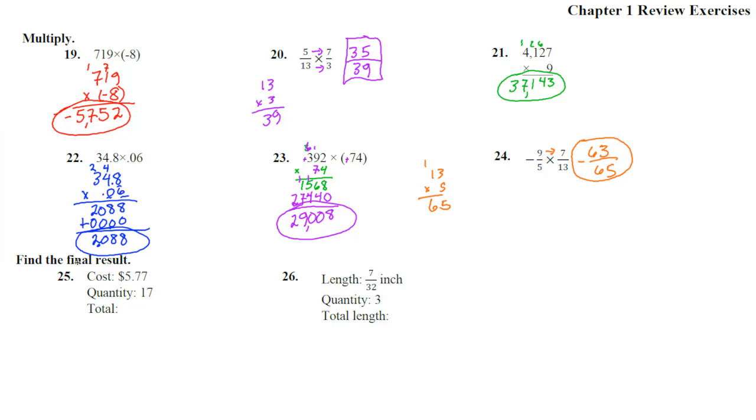Number 25, find the final result. So we might be adding, subtracting, multiplying. Well, this one we have a quantity. Quantity means times. We've got $5.77 for each individual item, and we have 17 of them. So that happens 17 times. So 5.77 times 17. 7 times 7 is 49. Put the 4 up there. 7 times 7 is 49, plus 4 is 53. That's a 3 and a 5. 7 times 5 is 35, plus 5 is a 40. Good. Now we'll do the ones. Put a 0 there.